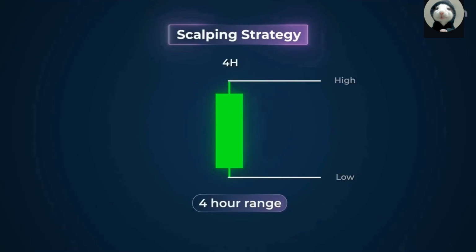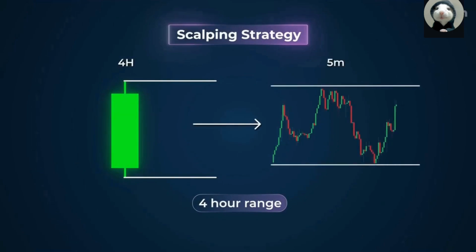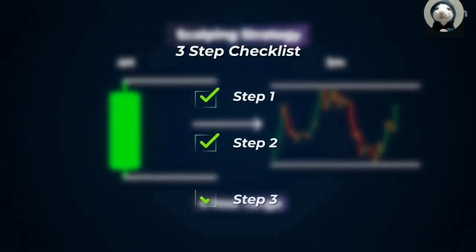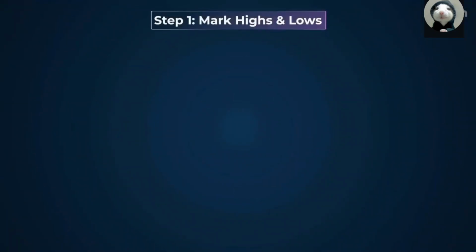So the way this system works is, when we're scalping on a lower time frame like the 5-minute chart, we can actually use that 4-hour candle's range to find potential entry points throughout the day. To execute this strategy, all it takes is a simple 3-step checklist, which we're going to go through all of that in this video. So, step 1.